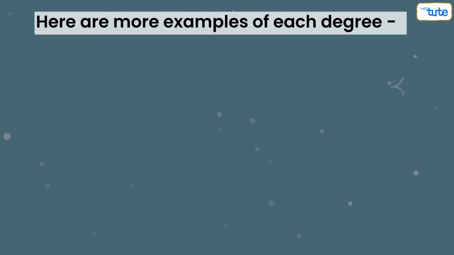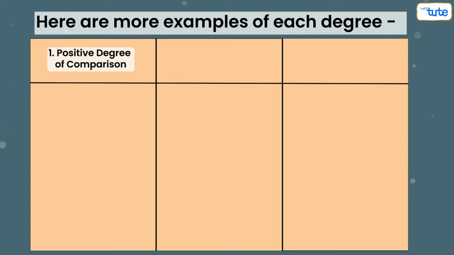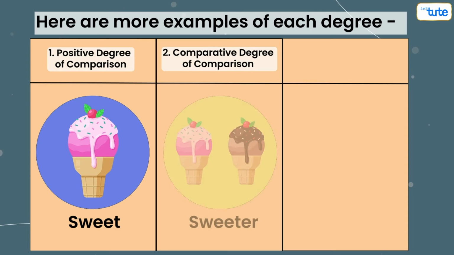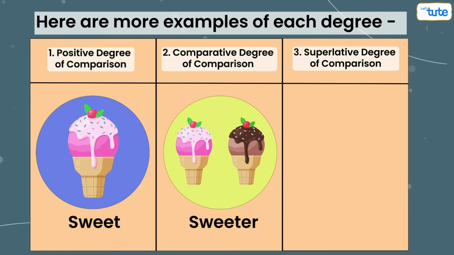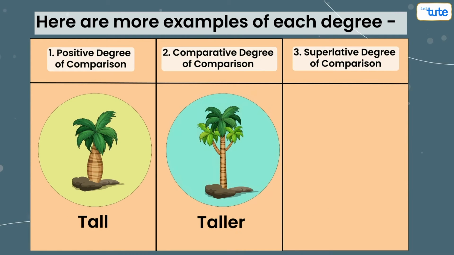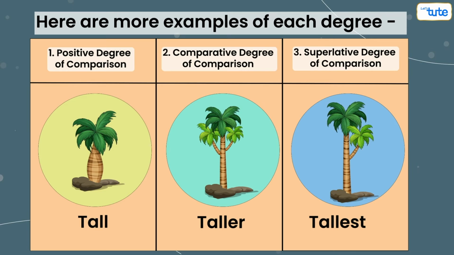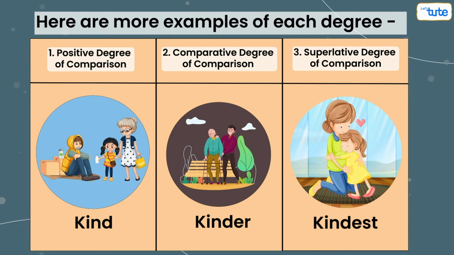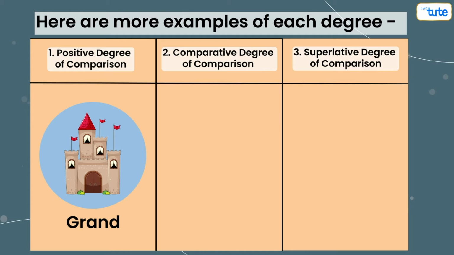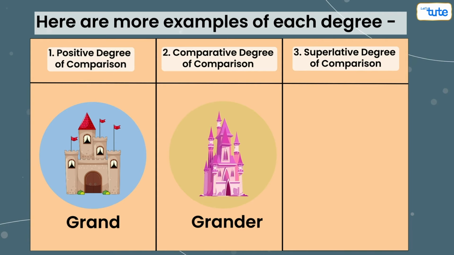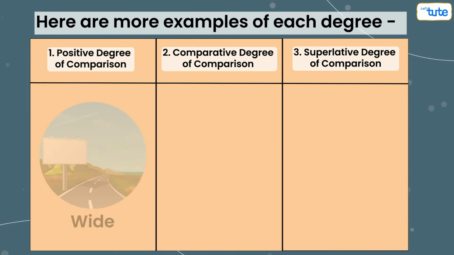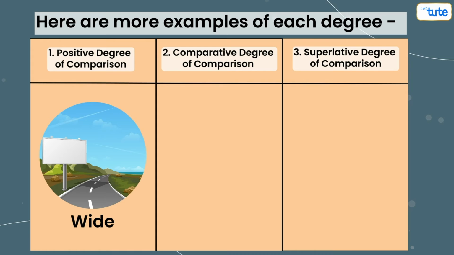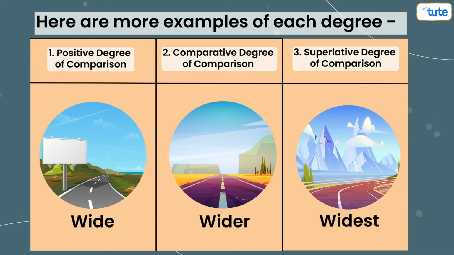Here are more examples of each degree. Positive degree, sweet, comparative, sweeter, superlative, sweetest. Positive, tall, comparative, taller, superlative, tallest. Positive, kind, comparative, kinder, superlative, kindest. Positive, grand, comparative, grander, superlative, grandest. Positive, wide, comparative, wider, widest is the superlative one.